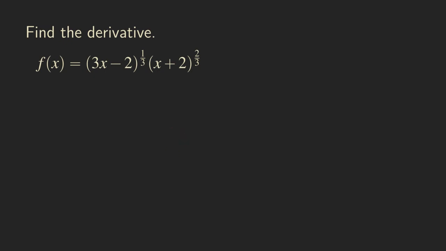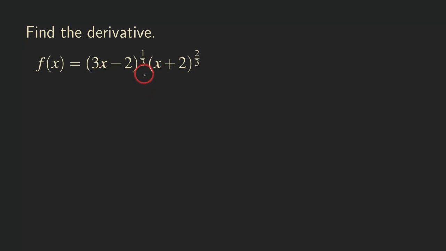Today I'm going to talk about this derivative problem here. We have a product of two factors, and one of them is 3x minus 2 raised to the 1/3 power, and the other one is x plus 2 raised to the 2/3 power. And so now the question is, how do we take the derivative of this function?